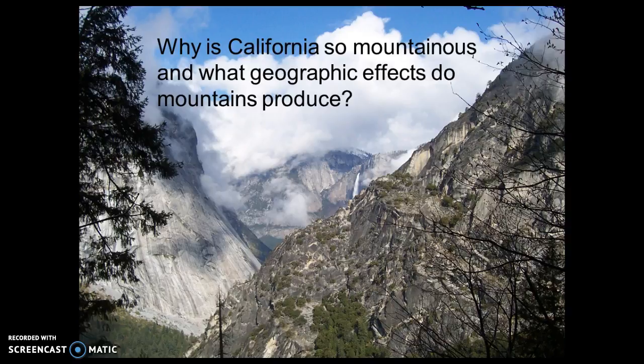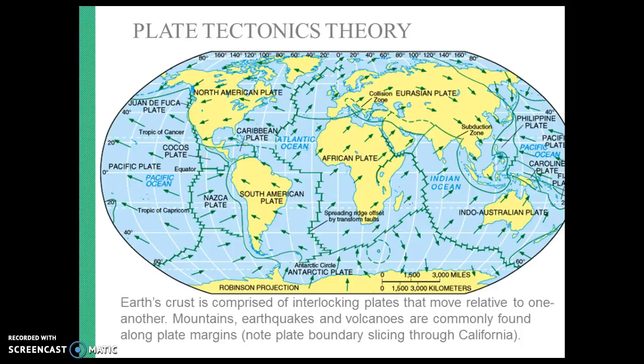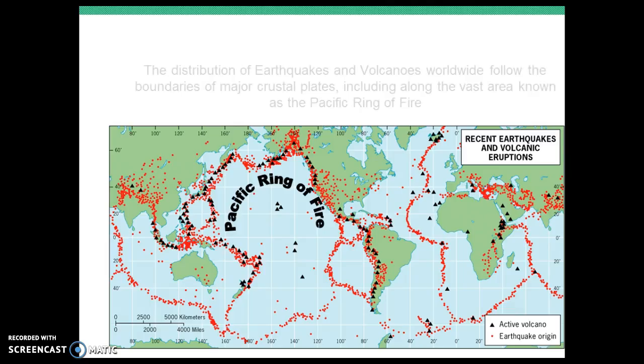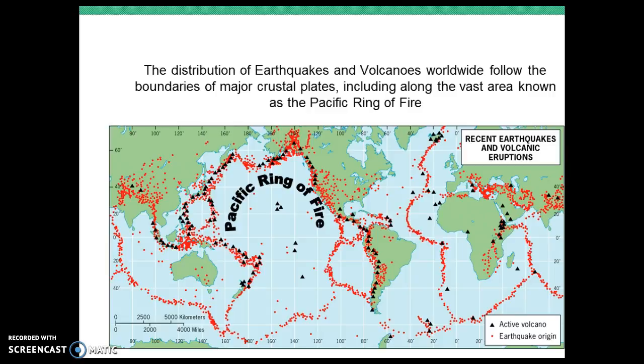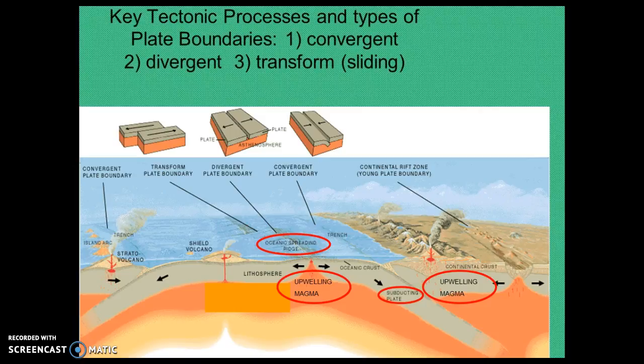Why is California so mountainous, and what geographic effects do mountains produce? This is a theme we spent quite a bit of time exploring, and of course plate tectonics theory is at the root of understanding why California is so mountainous, existing as we do on the Pacific Ring of Fire, where we have this margin around the Pacific that has a large proportion of the Earth's earthquakes and volcanoes. And just in understanding the process of plate tectonics, we need to keep in mind these three types of plate boundaries or plate margins, each of which is represented in California.